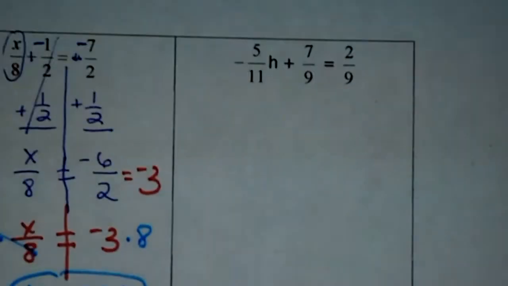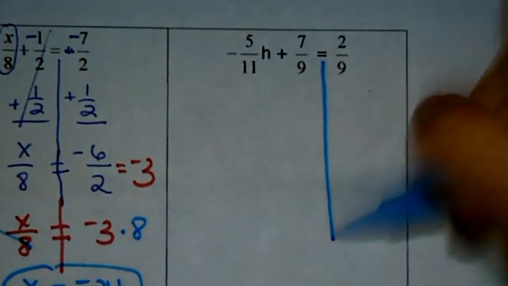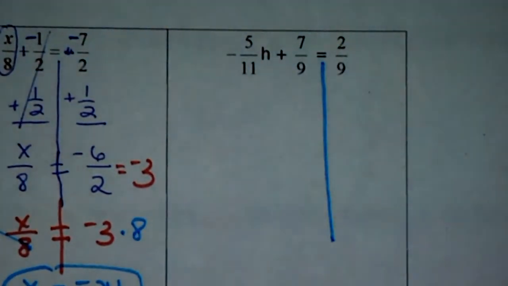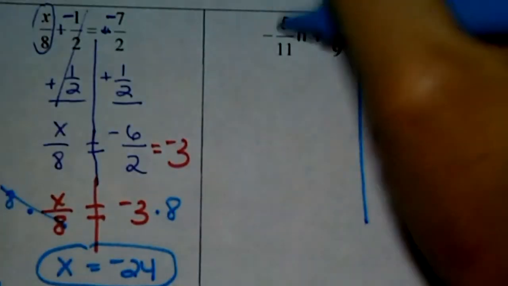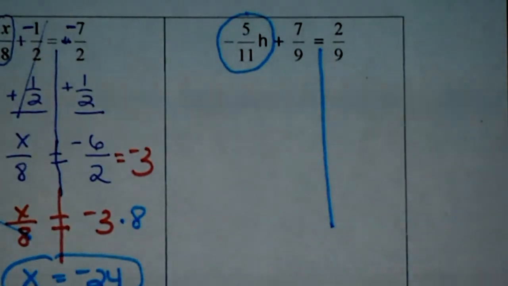All right, one more fraction one. This time I gave you a fractional coefficient one, just for kicks. All right, draw your line. This is already addition, so I don't need to do anything to it. My variable term this time is -5/11h. That's the term that contains the variable.